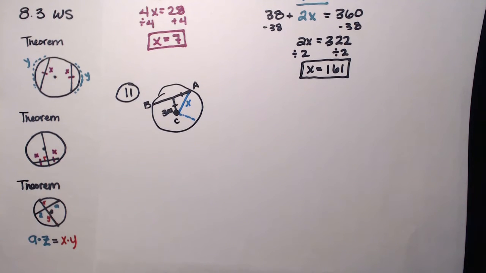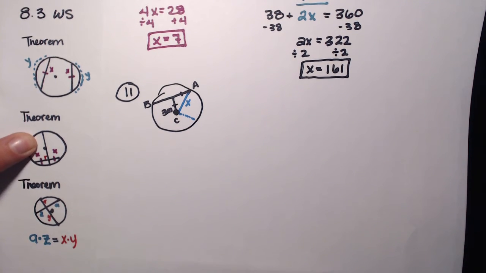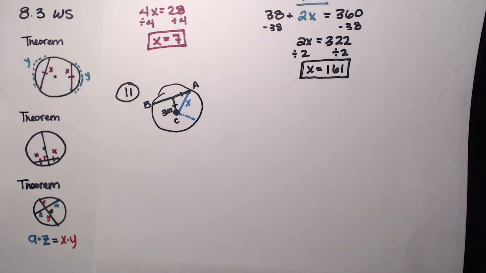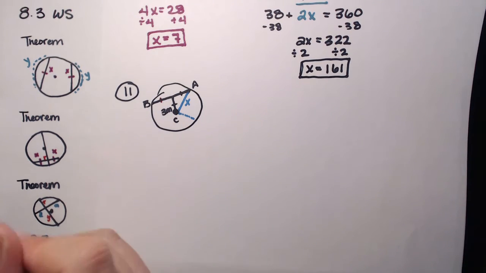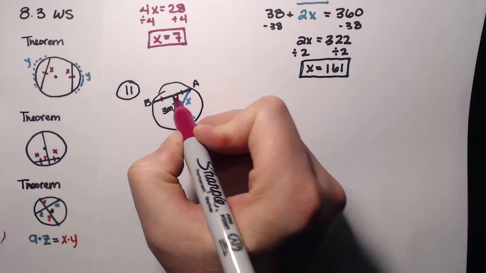I'm going to actually not really even use a theorem on this one, just because, well, I guess I am. When the diameter or the radius goes through the center of the circle to the other side, it's going to cut this chord into equal parts. So whatever this is, the same over here. But more importantly, it meets it at a 90-degree angle. So this is 90 degrees.